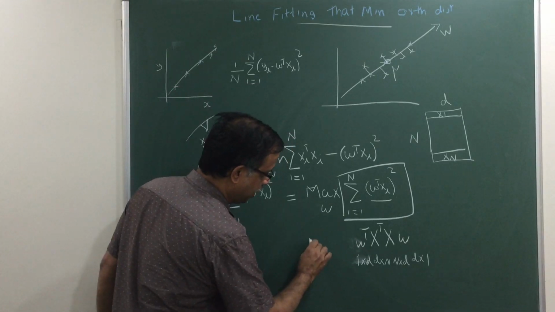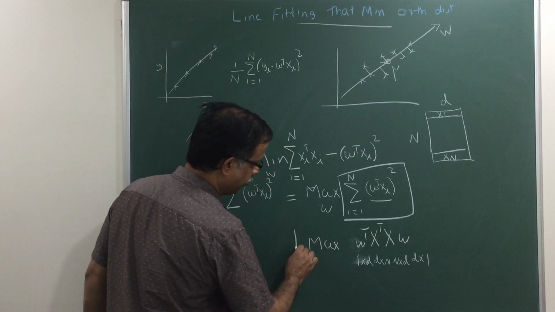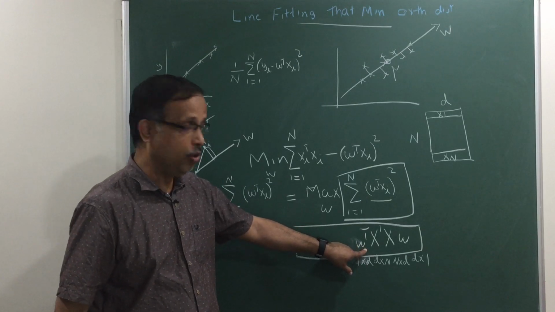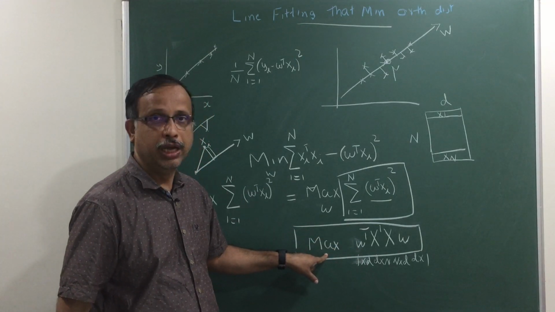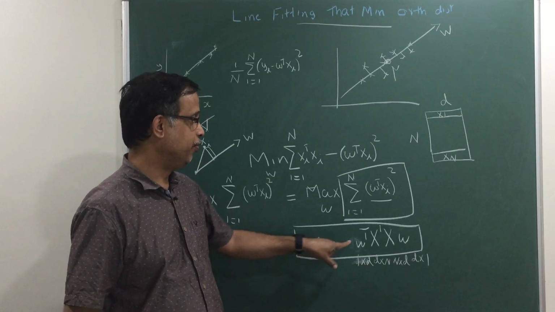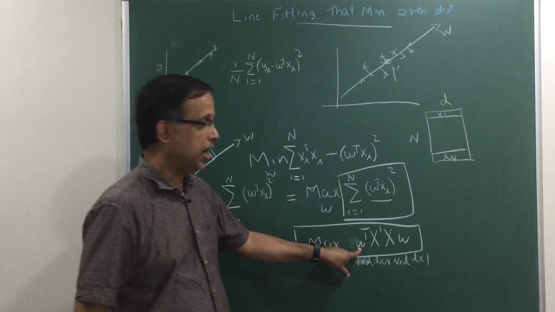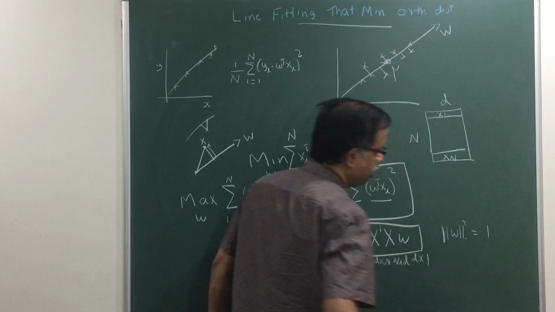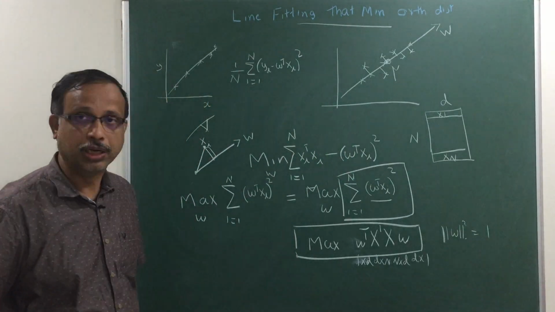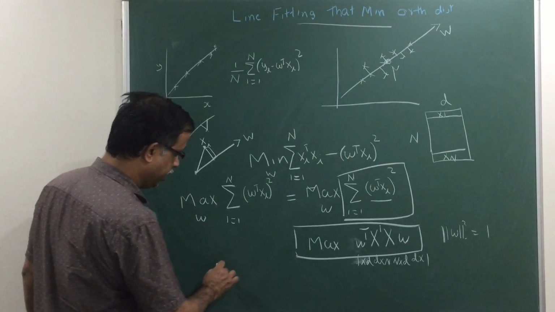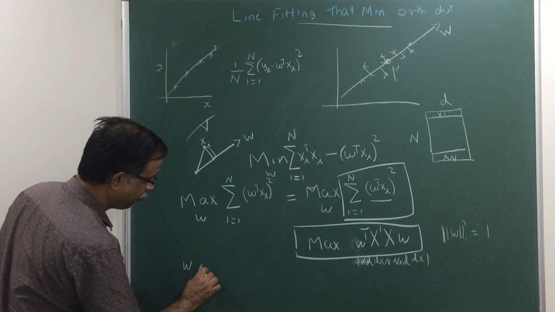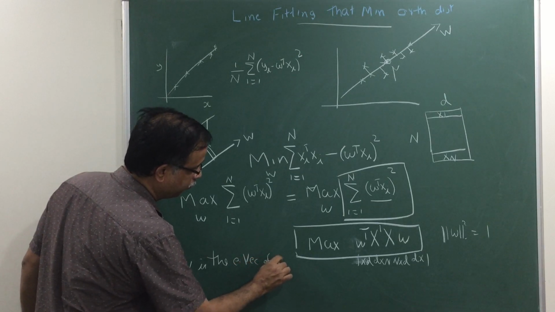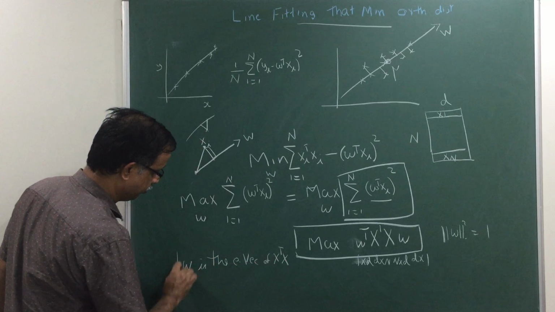We know that maximization of this quadratic form with no constraint on w is not going to give us any useful solution. So we would like to have a constraint on w, our familiar constraint that the norm is 1, or w transpose w is 1. This immediately leads to w being the eigenvector of X transpose X.